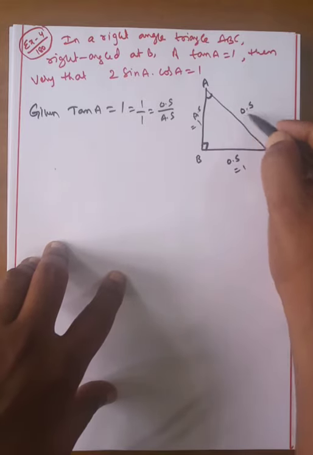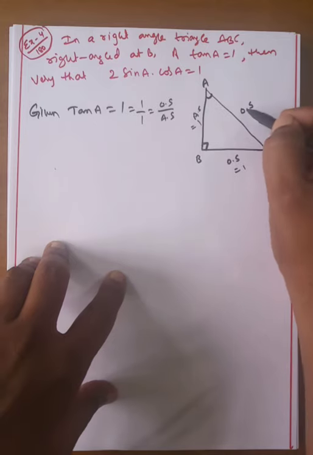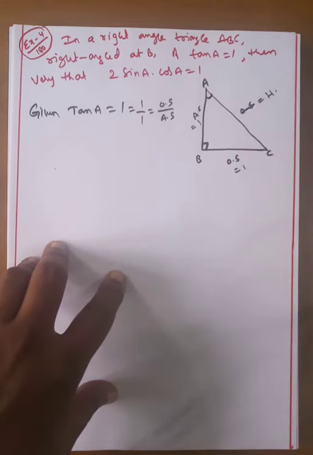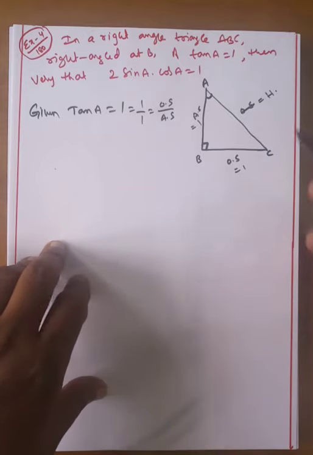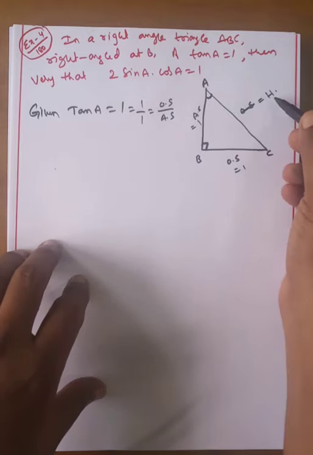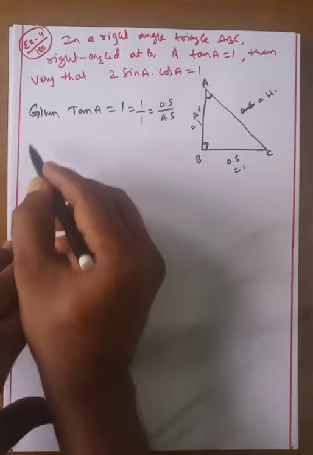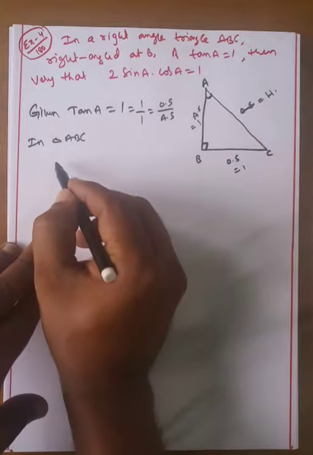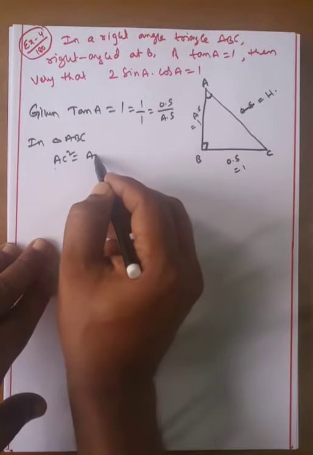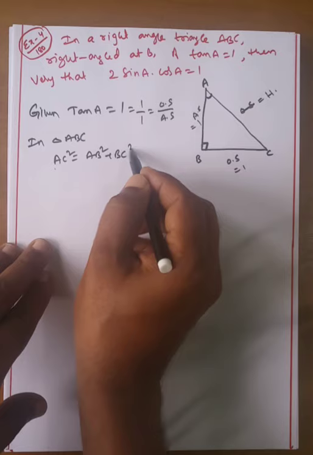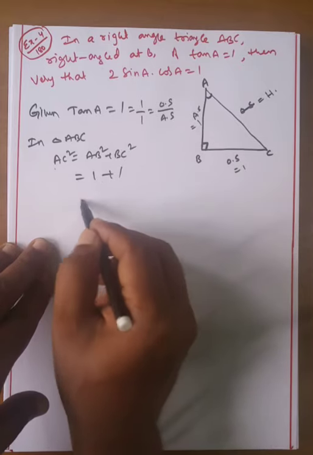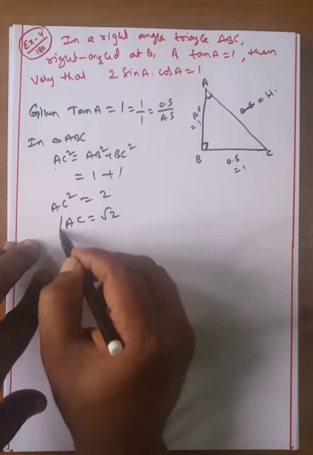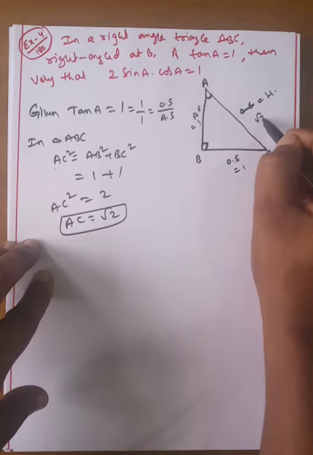Now we will find the hypotenuse. This side opposite the 90 degrees is called the hypotenuse. Okay, my dear students, now we will find the hypotenuse square. Directly write h square in triangle ABC: AC square is equal to AB square plus BC square. Now that is equal to 1 plus 1, which is equal to 2. Now AC square is equal to 2, so AC is equal to root 2. The hypotenuse is root 2, my dear students.